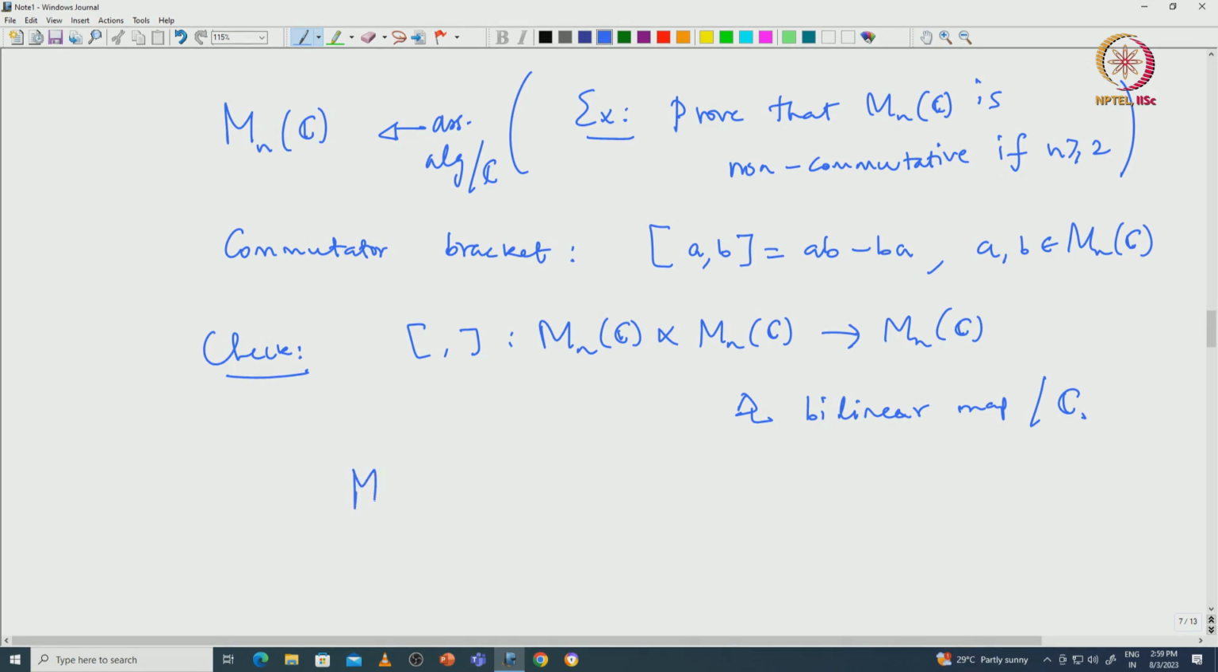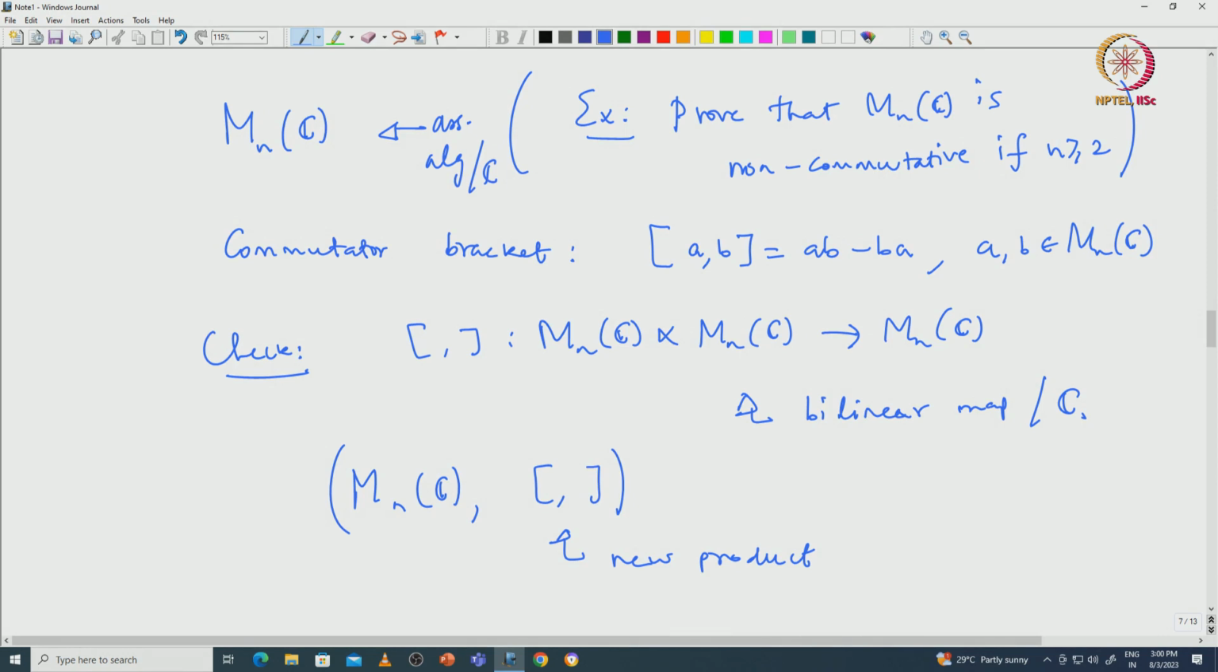So, now what is our goal? This Mn of C, if I take this bracket, this is a new product that we have defined on Mn of C. This is a new product defined using the old product, which is the matrix multiplication. You can see that two matrices commute if and only if this bracket is 0. Okay. So, it is closely related to two matrices being commutative or not. That is what the bracket of A, B detects.